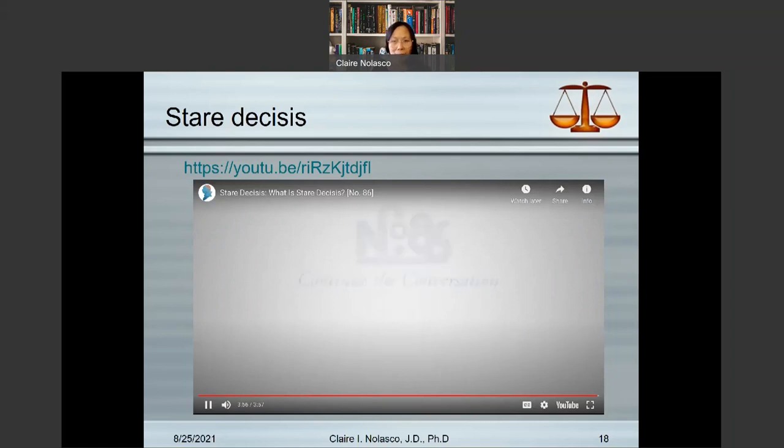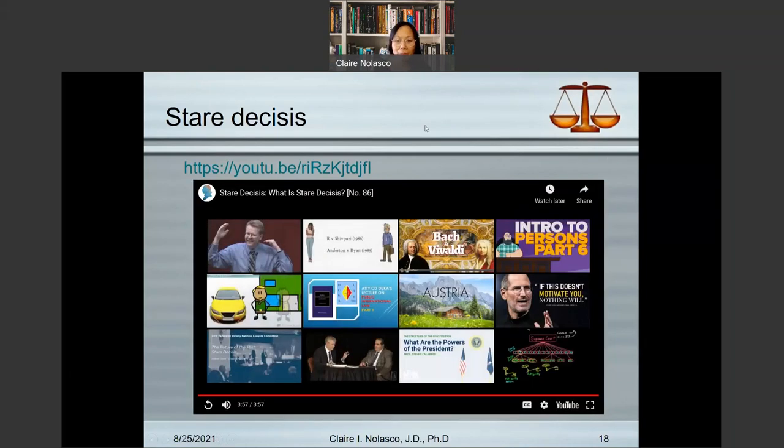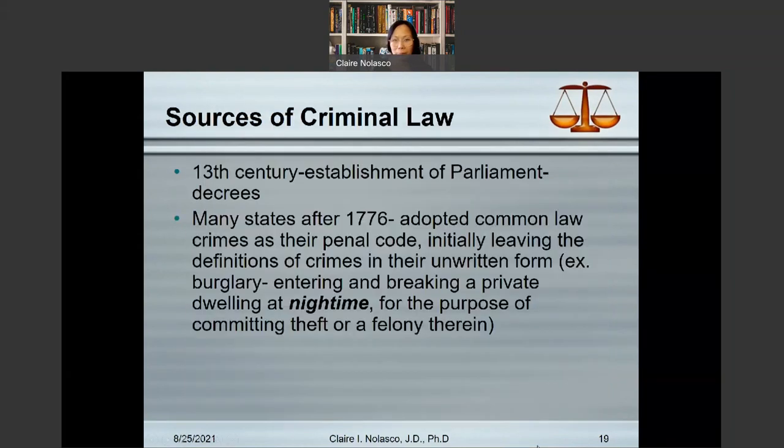So that explains the concept of stare decisis. So what are the sources of criminal law? In the 13th century, with the establishment of parliament, they issued decrees.